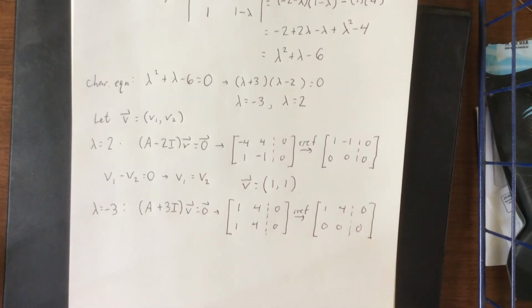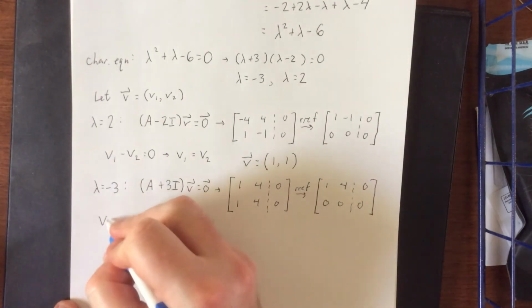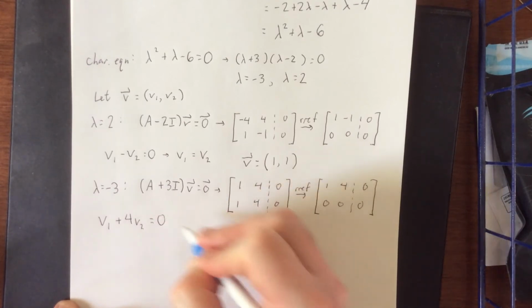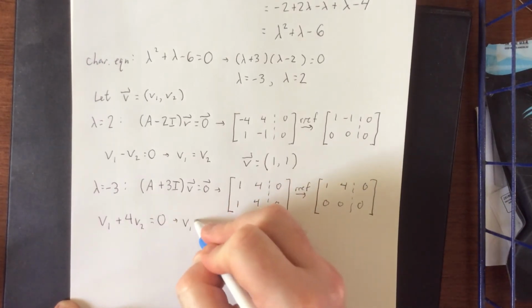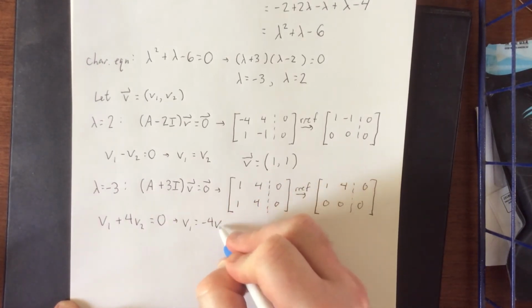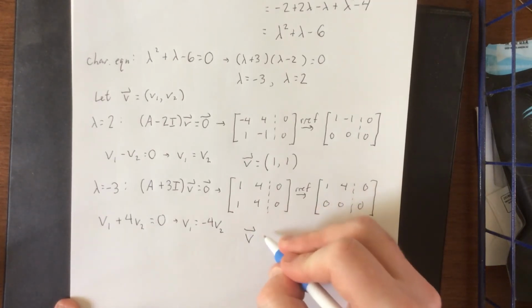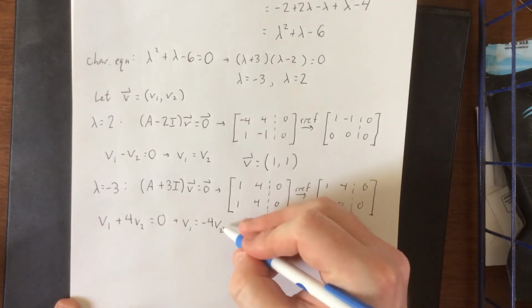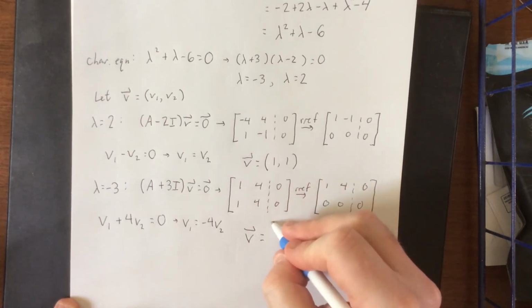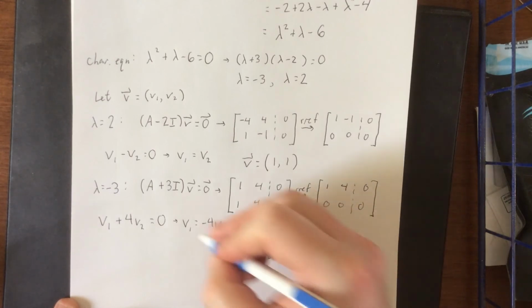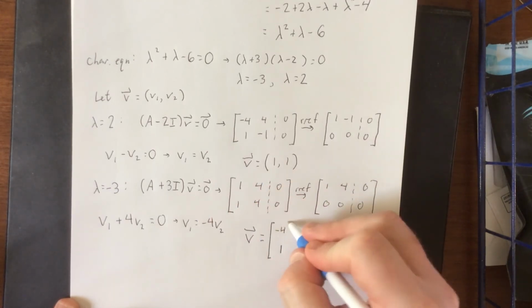We can interpret this as v1 plus 4 times v2 is equal to 0, or simply v1 is equal to negative 4 times v2. v2 is acting as our free variable here. We're allowed to set it equal to whatever we want. I'm going to recommend that we just go ahead and use 1 for that free variable. That way we'll get v1 is equal to negative 4. So we set v2 equal to 1, and we got v1 is equal to negative 4.